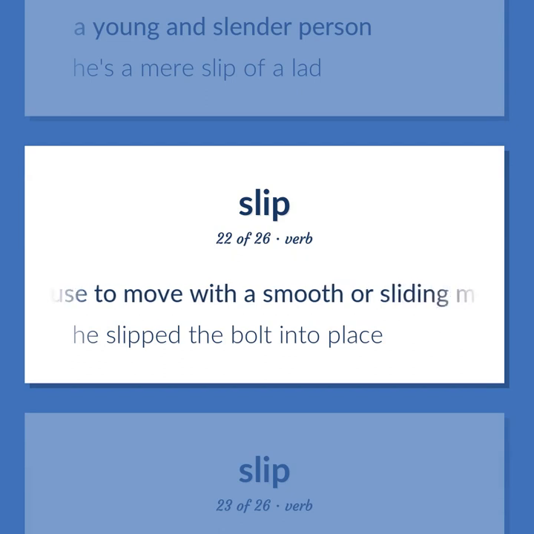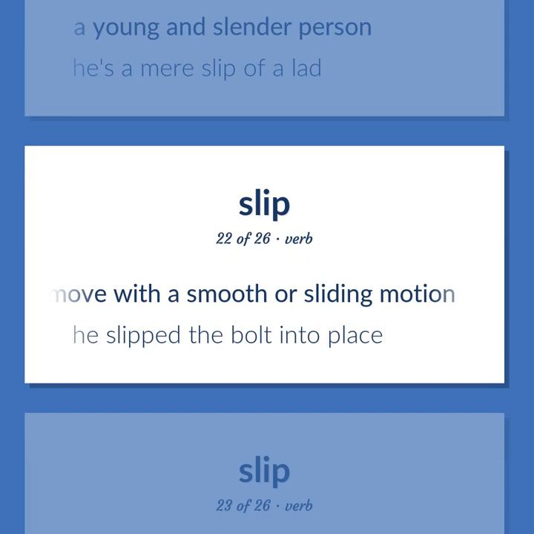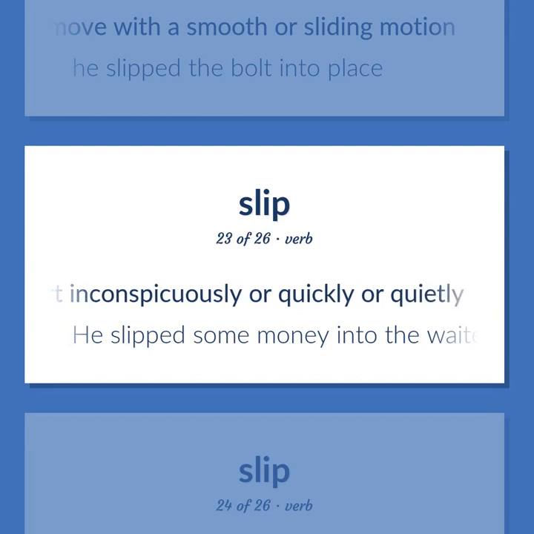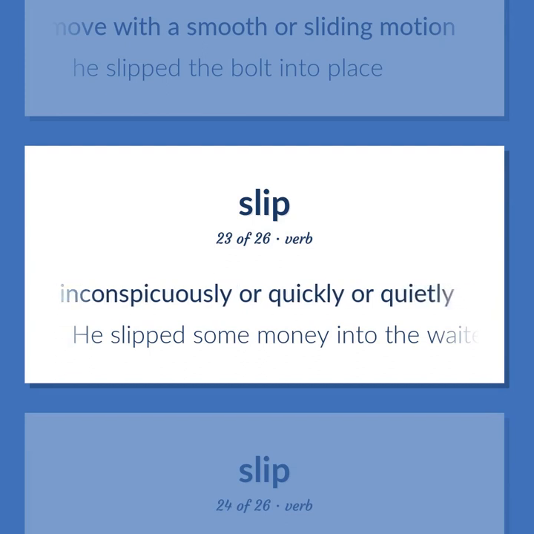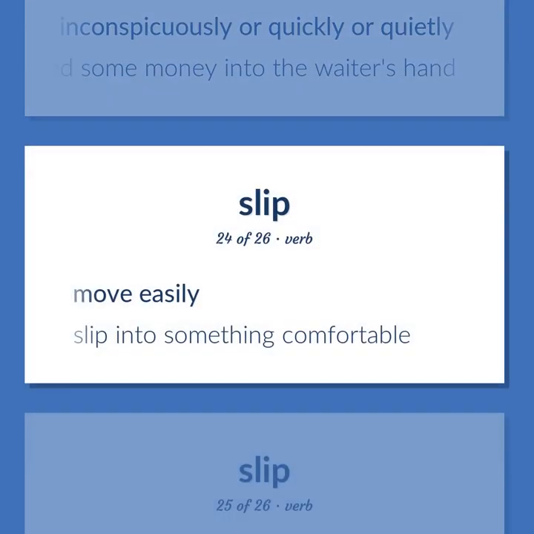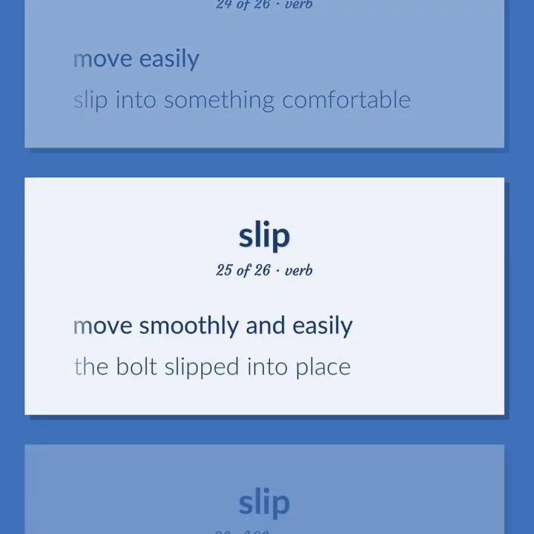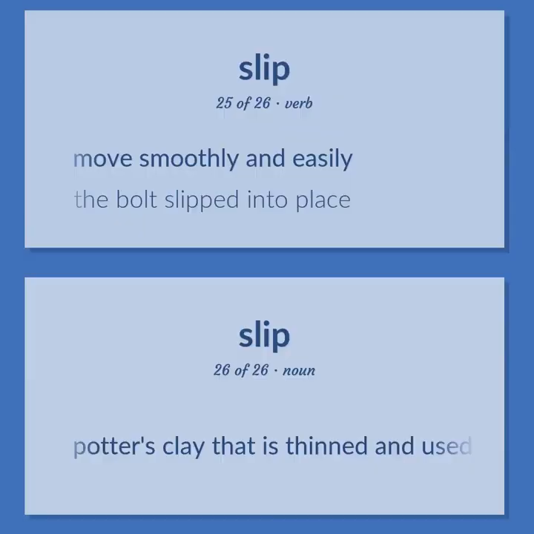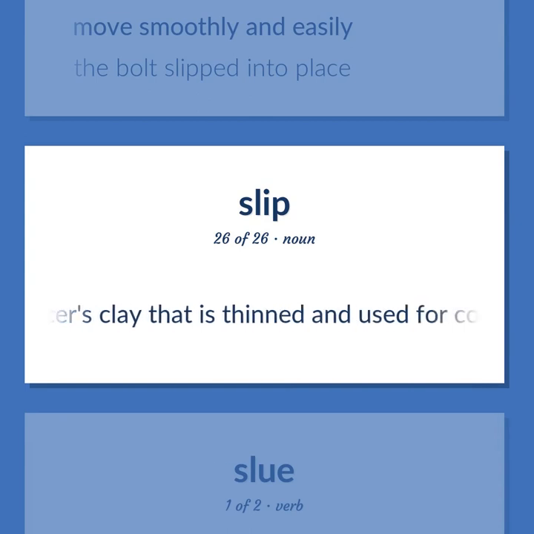Cause to move with a smooth or sliding motion. He slipped the bolt into place. Insert inconspicuously or quickly or quietly. He slipped some money into the waiter's hand. Move easily. Slip into something comfortable. Move smoothly and easily. The bolt slipped into place. Potter's clay that is thinned and used for coating or decorating ceramics.